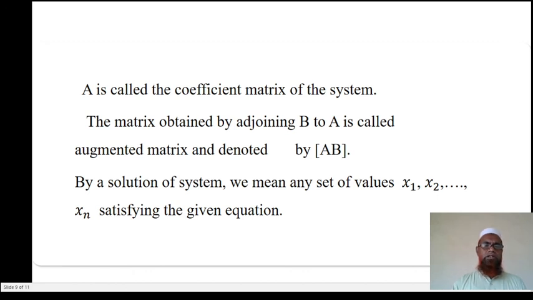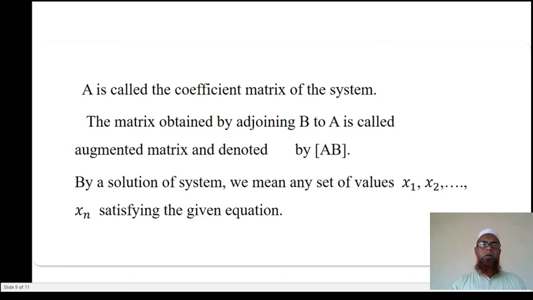The matrix obtained by adjoining B to A is called the augmented matrix and is denoted by the matrix [A B]. So B is a constant matrix, A is a coefficient matrix, and B along with A is called the augmented matrix. By a solution of the system we mean any set of values x1, x2, dash dash, xn satisfying the given equations. So we get a set of values, which is the solution of this system.